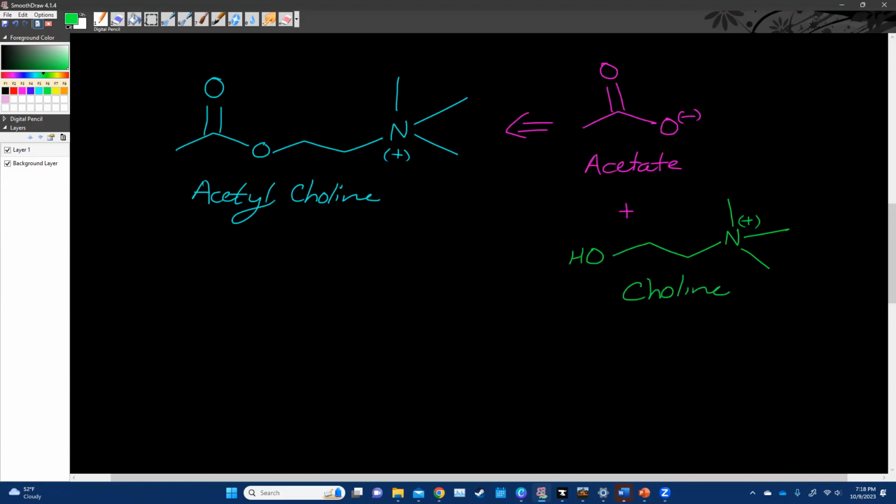And through the smashing of these two portions together, acetate and choline, you end up with acetylcholine. Likewise, if you break down acetylcholine, you get acetate and choline. And remember that the enzyme that's doing this is acetylcholinesterase, which is going to be using primarily water in order to break apart the acetylcholine.